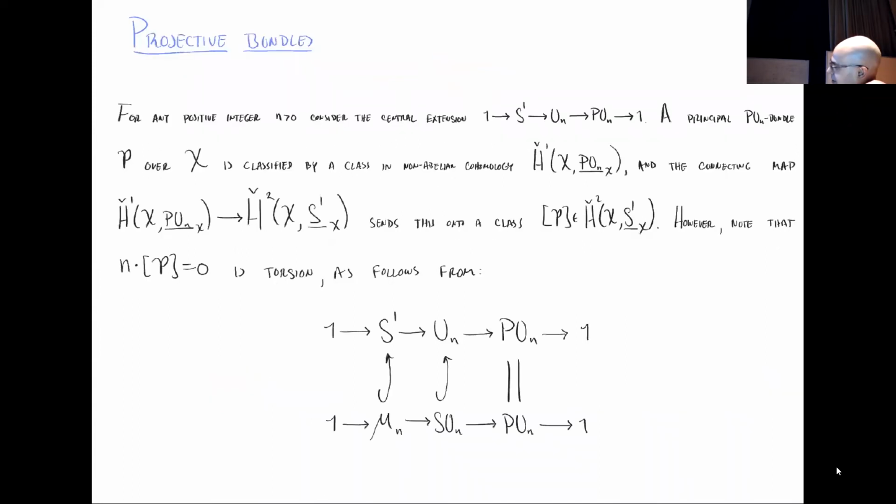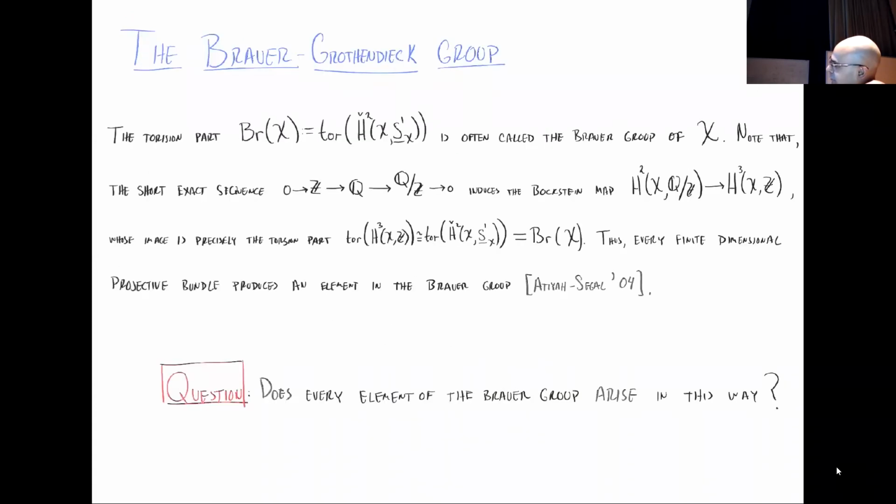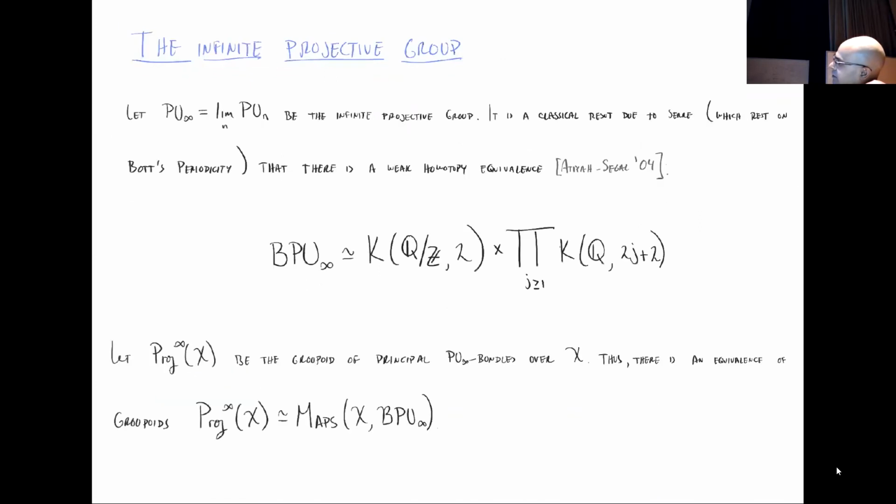So, as I said, every finite dimensional projective bundle produces an element in the Brauer group of X. And then we may ask if the converse is also true. That is, if every element in the Brauer group of X can be realized by means of a finite dimensional projective bundle over X.